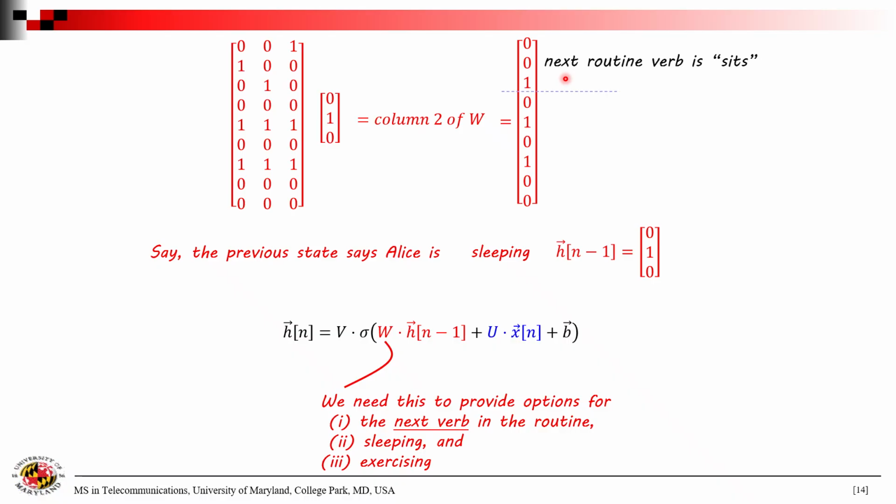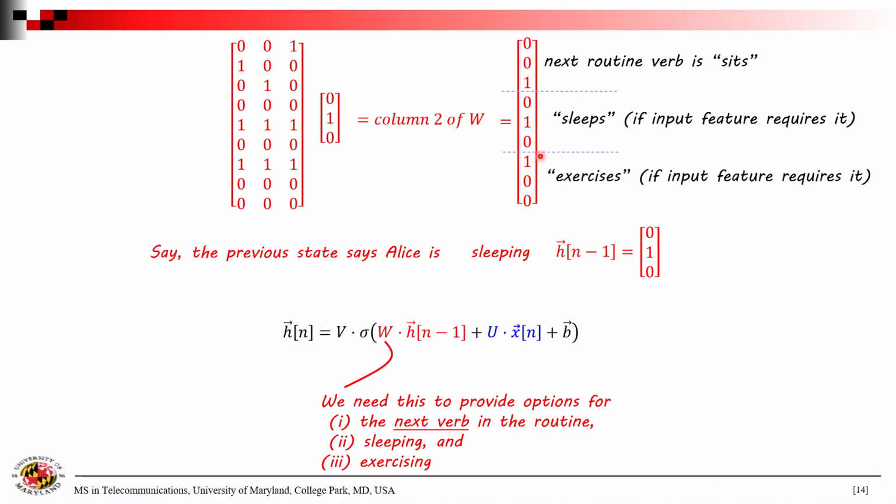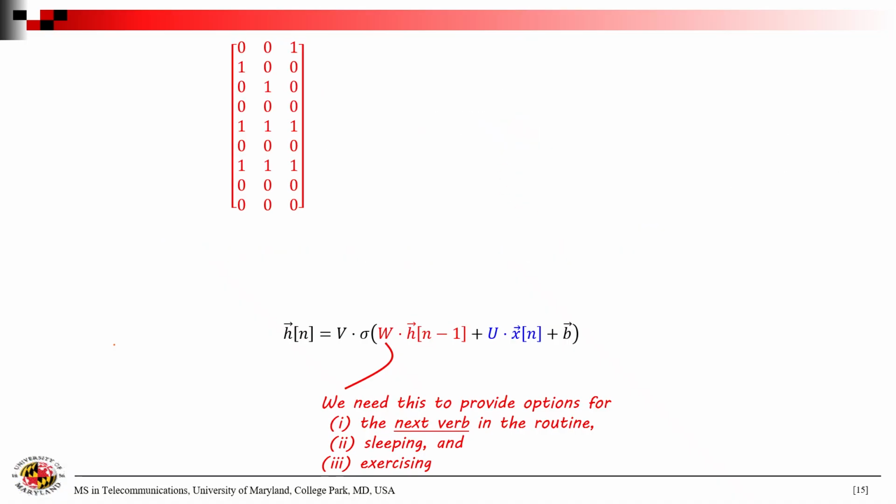And we see now that the next activity, the next verb in the routine is Alice sits. And again, in case she woke up tired, we need a segment that has Alice sleeps. And in case she woke up energetic, we have one for Alice exercises. Last test to see if we're on the right track. Let's say that yesterday Alice was sitting.